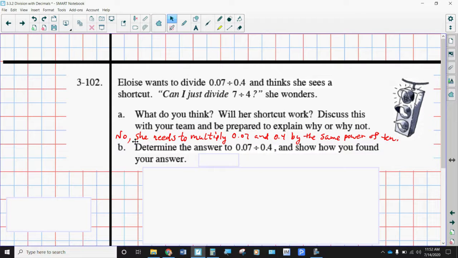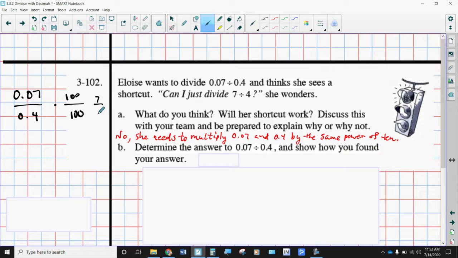My response is no, she's not doing it the right way. She needs to multiply the 0.07 and the 0.4 by the same power of 10. Here, what it looks like she did is she took 0.07 and multiplied that times 100, and then she took the 0.4 and multiplied that times 10. And that doesn't work because this is not a giant 1. So you're not getting an equivalent ratio or an equivalent fraction here. If you did it the right way, this would be 7/40. So this is not the same as that, okay?